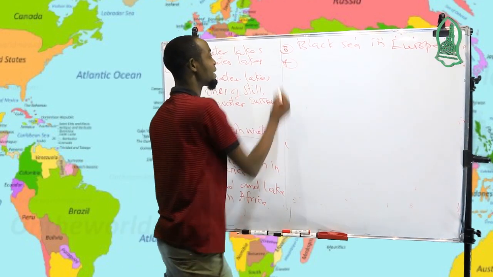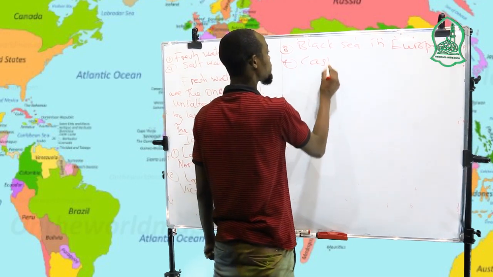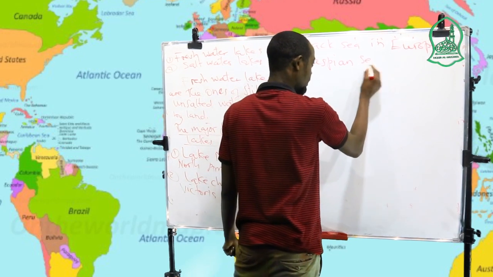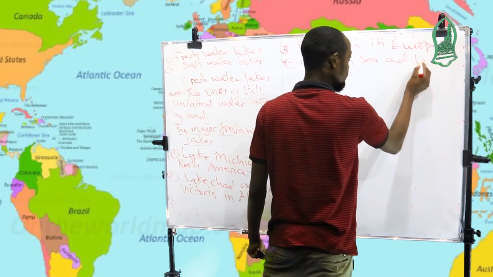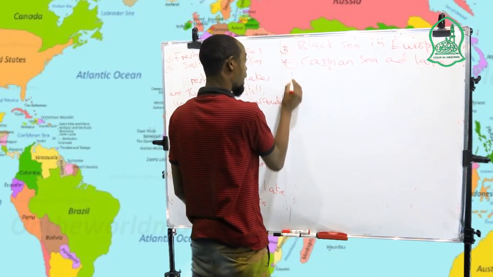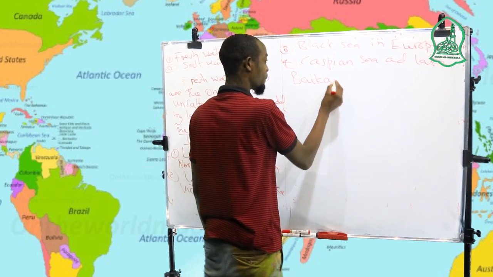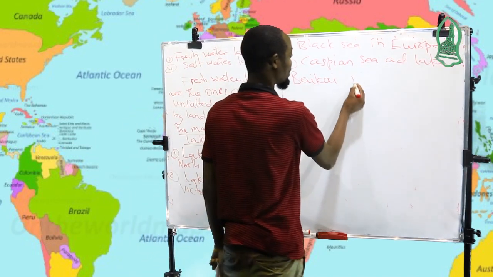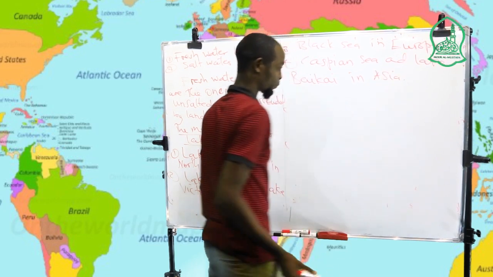Also, we have number 4, the Caspian Sea and Lake Baikal, which are found in Asia.